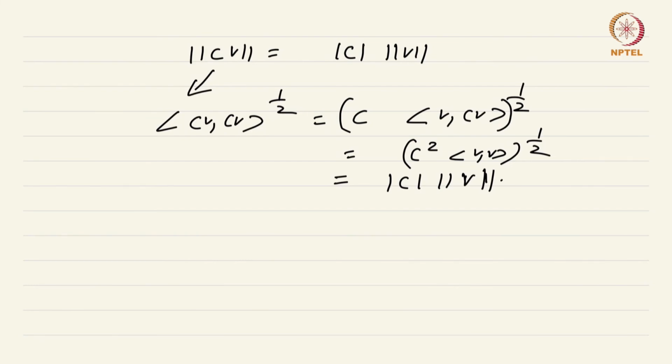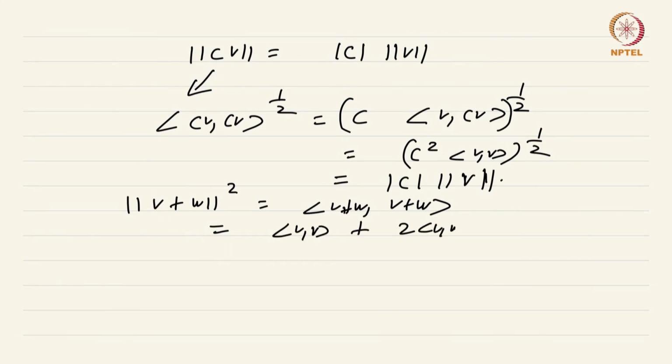Now finally, for the triangle inequality, this is going to be an immediate application of the Cauchy-Schwarz. What you do is you consider norm V plus W the whole squared, which is nothing but inner product V plus W with itself. Immediately expanding using the fact that this is linear and all that, you will get V comma V plus 2 V comma W plus W comma W inner product.